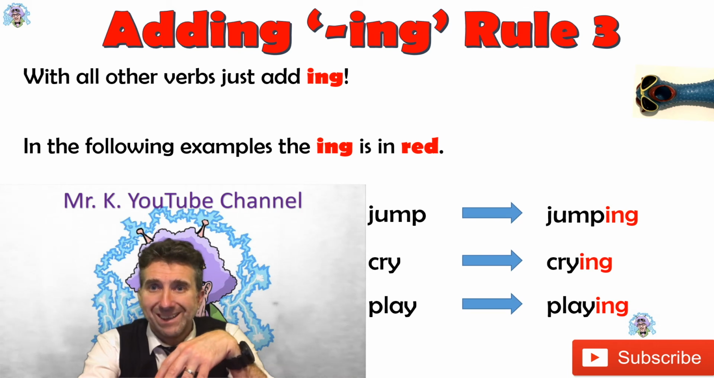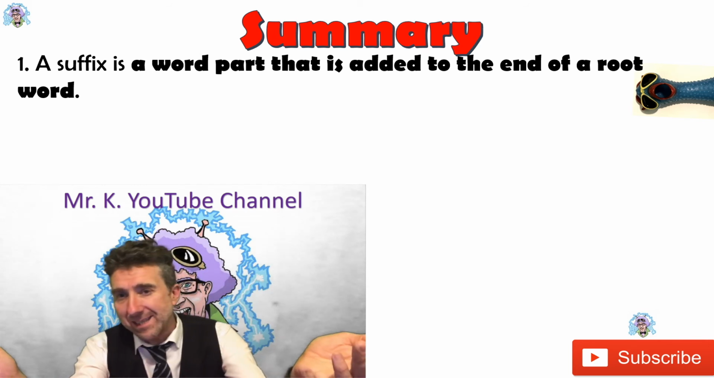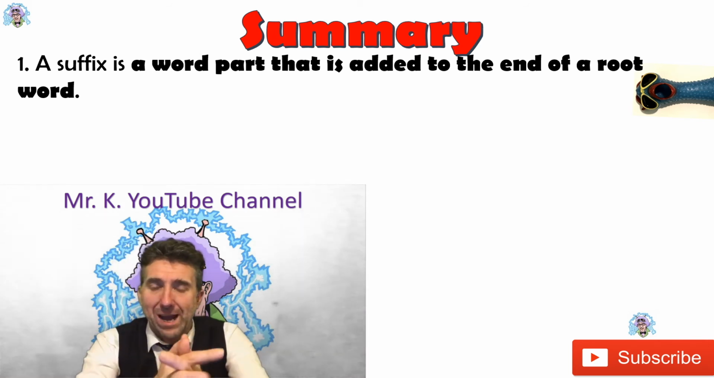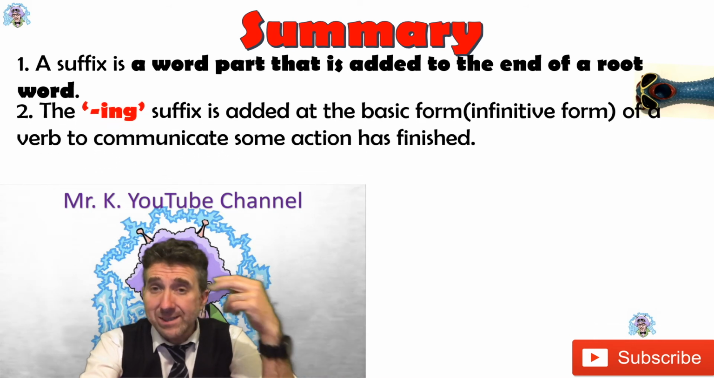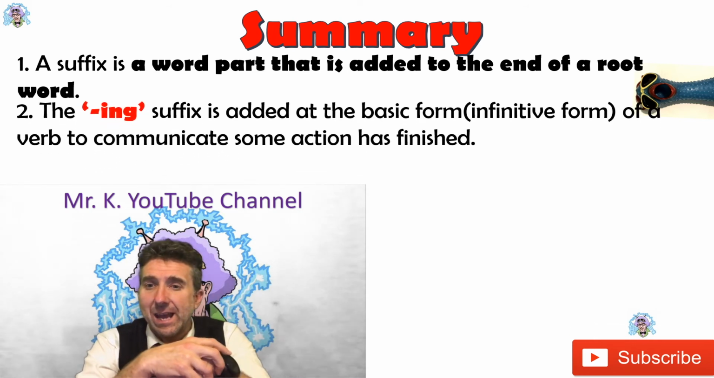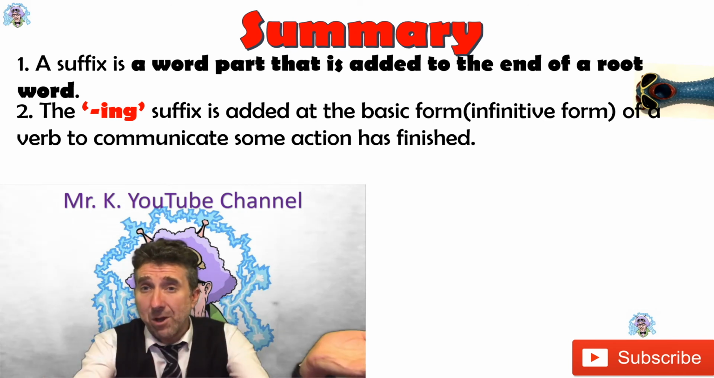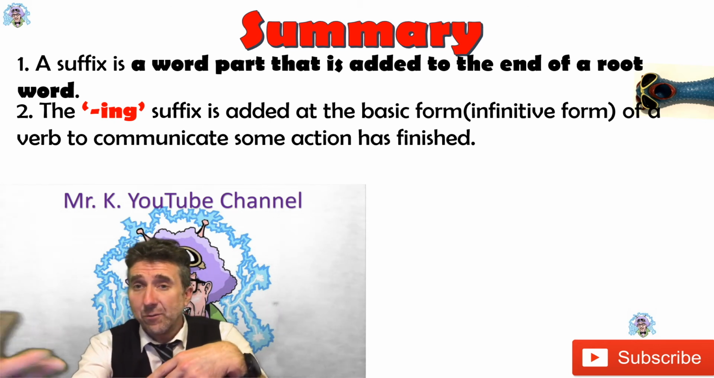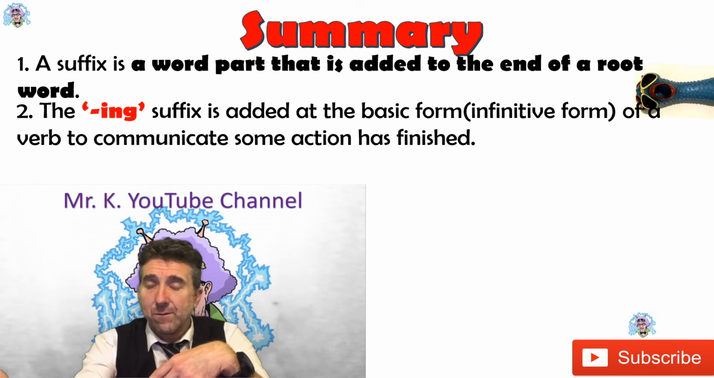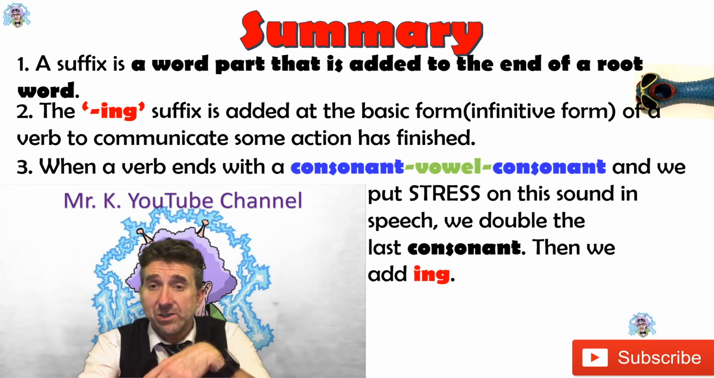Gee, finally got there. Okay, now in summary, a suffix is a word part that we add to the end of a root word or base word, and it changes the meaning of that word. The suffix ing is added onto the basic form or the infinitive form of a verb, and remember how we identify that using the sentence I want to, and if we put on the verb and it still makes sense in that form, then you found the infinitive form or the basic form, which you would add ing to.